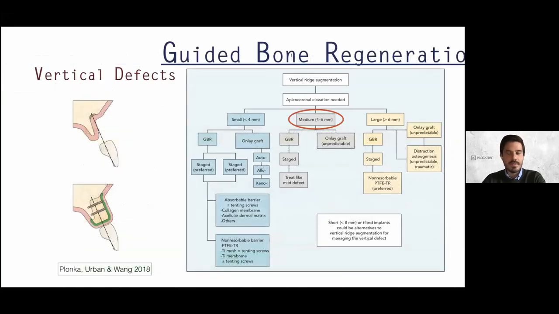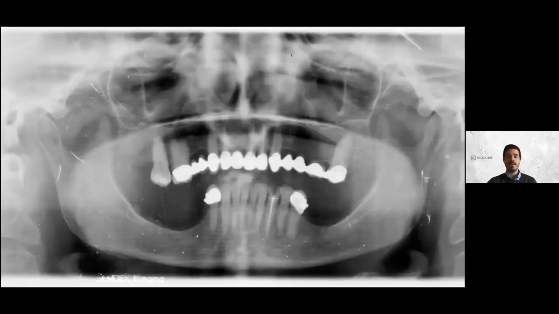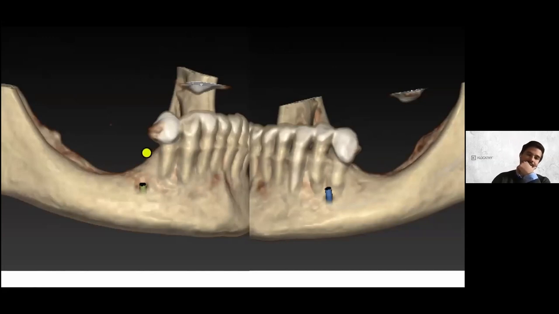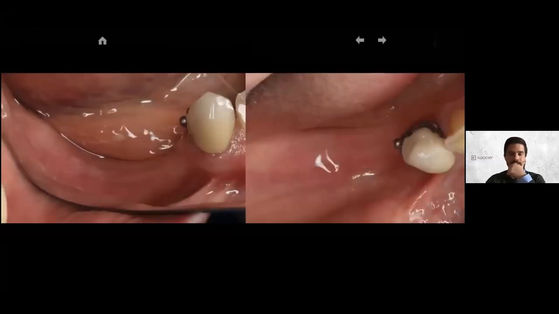Going through the median size defects, it means defects between 4 to 6 millimeters of vertical bone defects. We can do different kinds of techniques, but I'm going to show you two cases. In this case, it's a patient with two posterior mandibles with two different vertical bone defects. This is the CBCT scan, the CBCT analysis, in which we can see the bone defect that we want to regenerate in a vertical situation. And this is the clinical situation.